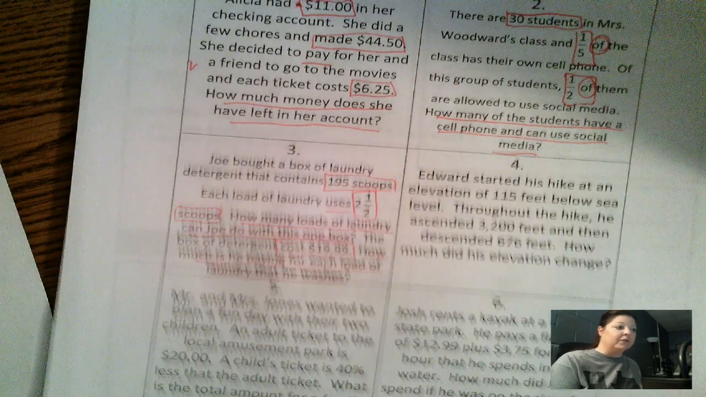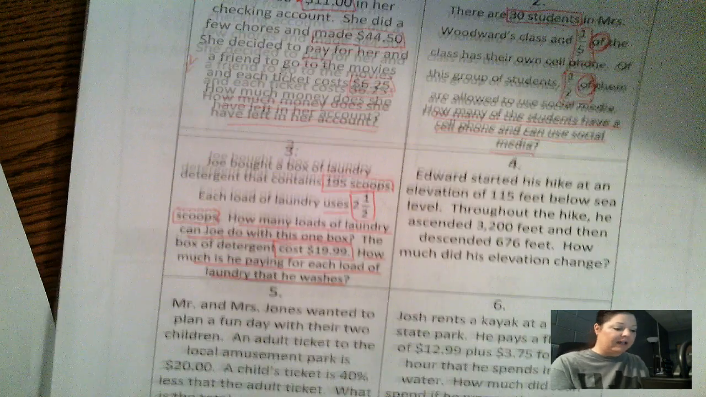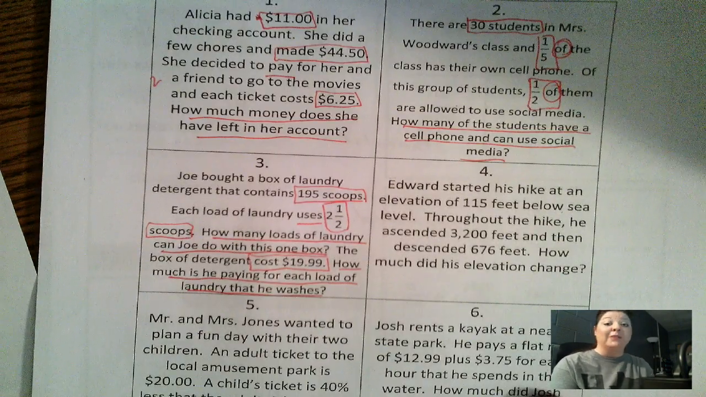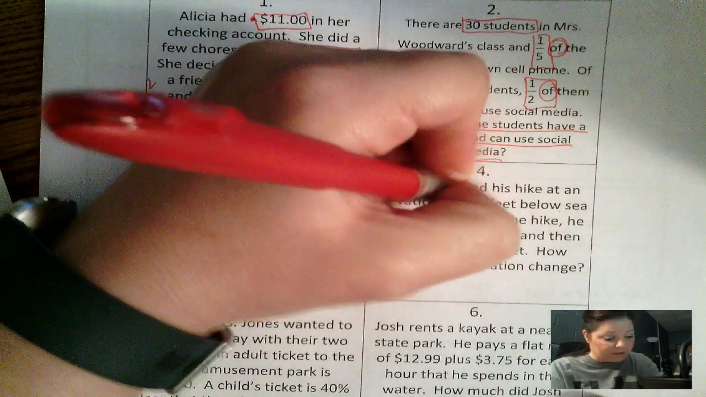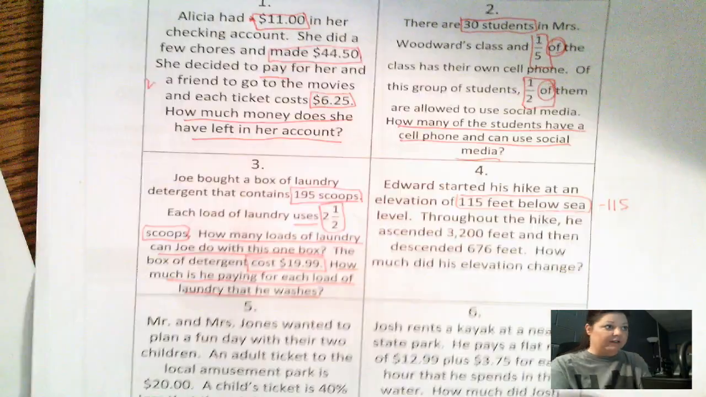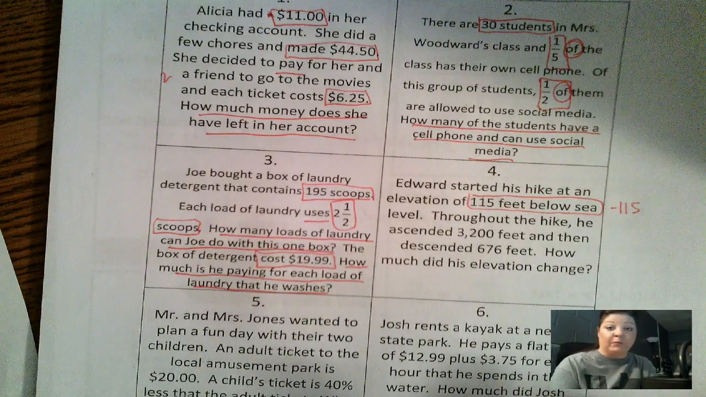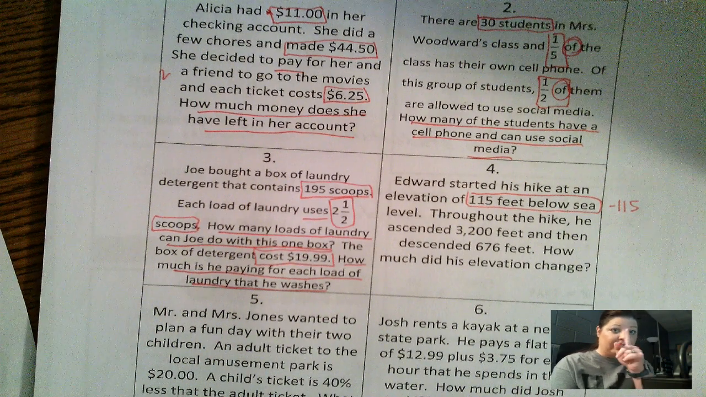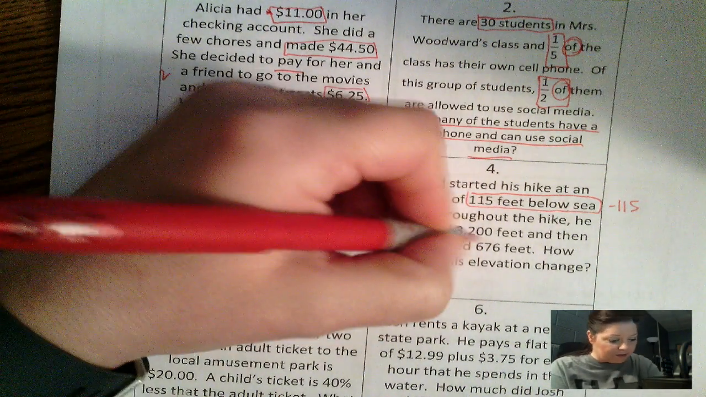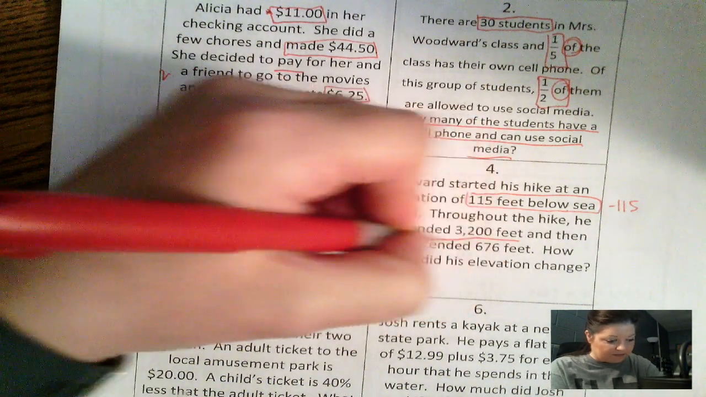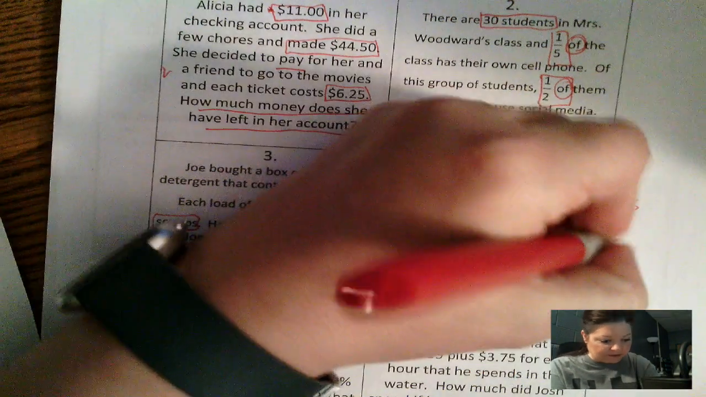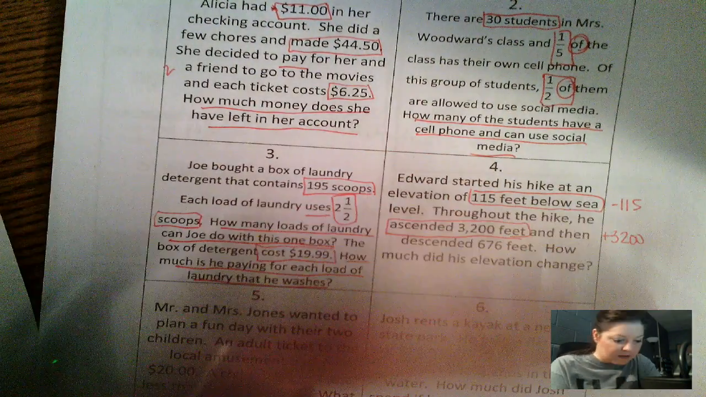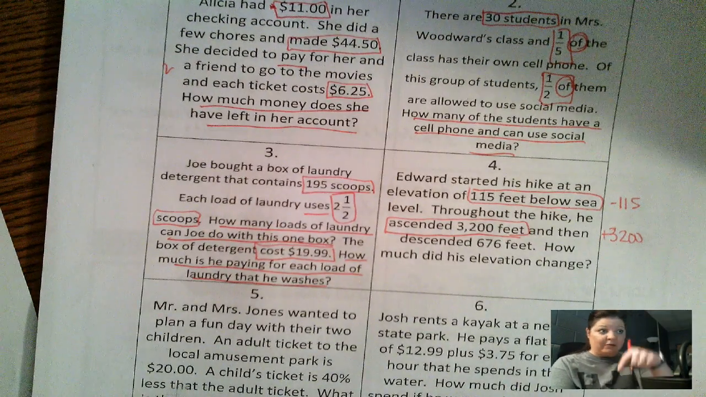All right. Question number 4 is, Edward started his hike at an elevation of 115 feet below sea level. Now, we know that below sea level means that it's a negative 115 feet. So I'm going to box in 115 feet below sea level, and out here I'll write negative 115, so I don't forget that because I know that is where we're starting. Throughout the hike, he ascended, and ascended means to go up, so ascended 3,200 feet. So plus 3,200 basically. All right. And then descended, so that's going down.